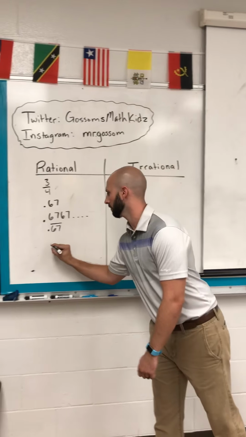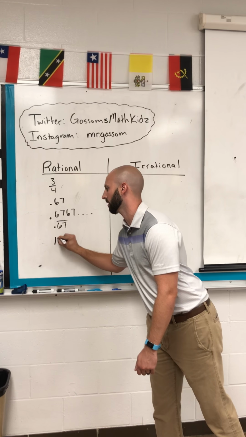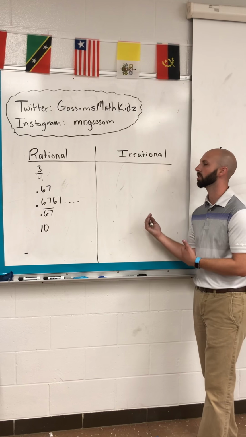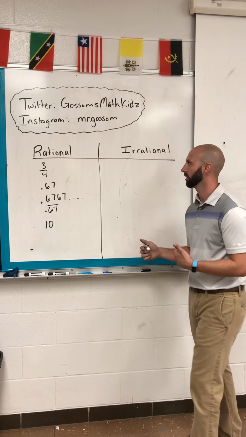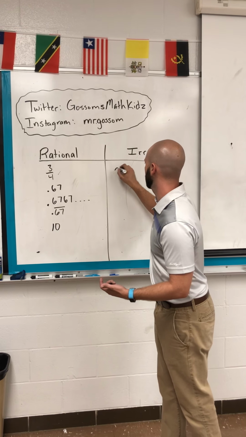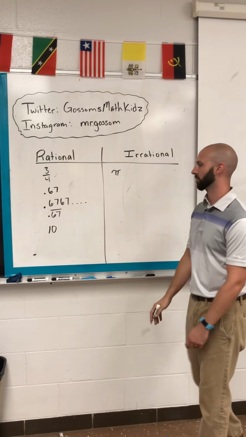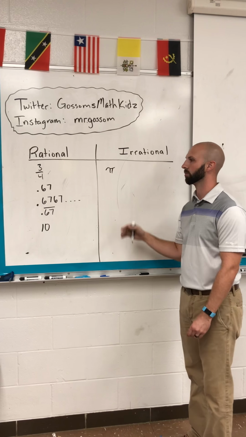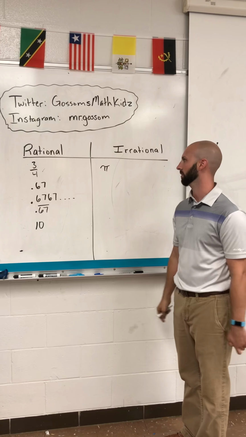Or just a normal number, even the number, let's say 10, that can be written as a fraction. So now let's look at some irrational numbers. These are numbers that cannot be written as a fraction. So pi, okay, pi is 3.14 and keeps going on. So in that case it is irrational because it cannot be written as a fraction.